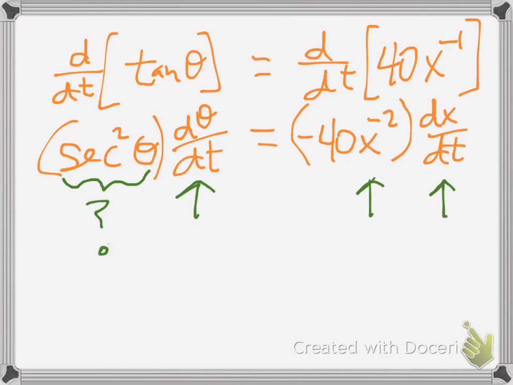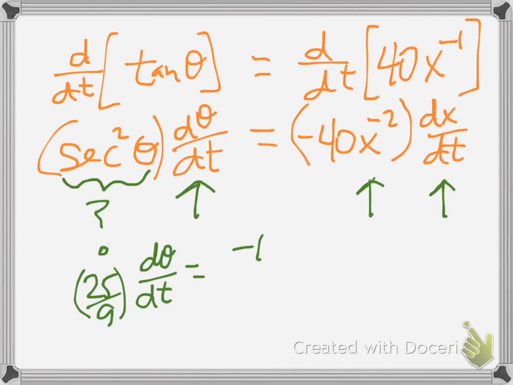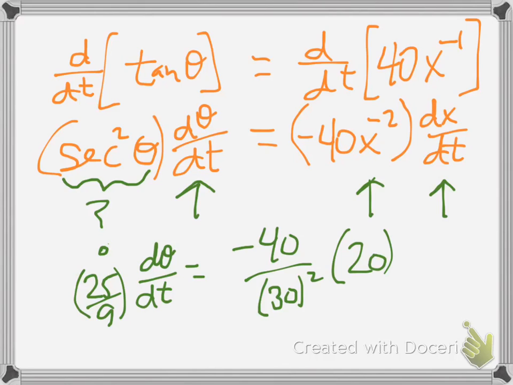All right, so let's plug all this stuff in over here and see if we can finish solving for dθ/dt. So 25/9 times dθ/dt is equal to -40. Now I'm going to move the x squared to the bottom because it's x to the -2, and I have to remember that that is in the denominator. Some students tend to forget that, and I don't want that to happen. We said we're doing this when x is equal to 30. So this is going to be 30 squared down here, and then we were told that dx/dt is going to be 20.